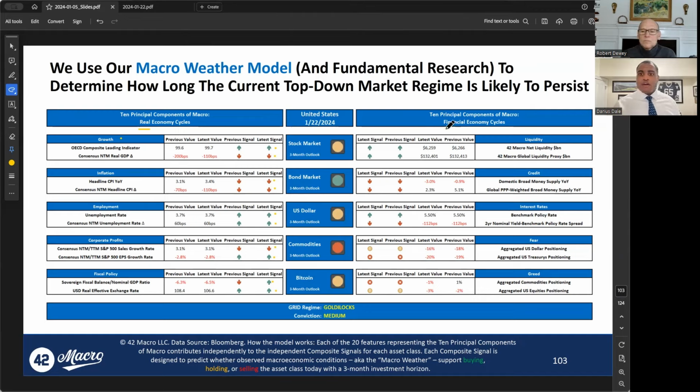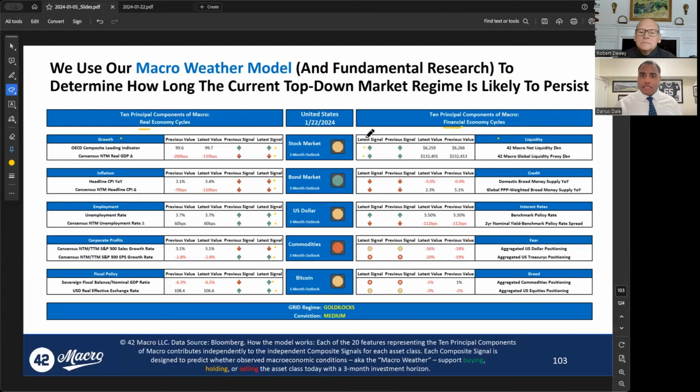On the right side of the chart, we have the financial economy cycles, derived across liquidity, credit, and interest rates. Then we identify fear and greed through the lens of aggregated dollar and Treasury positioning and aggregated commodity and equity positioning. So let's go down the list here. 42 Macro net liquidity is trending higher. Our net liquidity model, for those who may be new to us, is the Fed balance sheet minus the Treasury General Account balance minus the reverse repo facility balance. Morgan Stanley made that popular across global Wall Street, but you heard it here first.